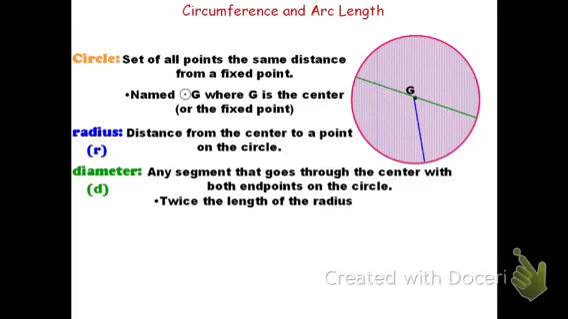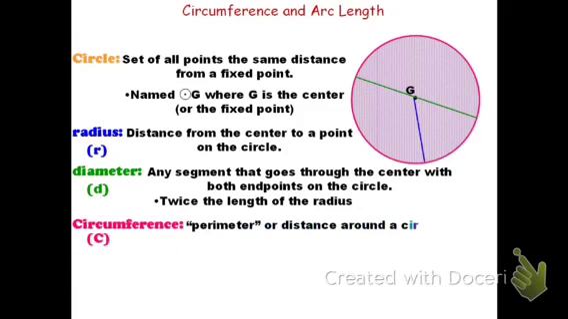Now the diameter is always twice the radius, or thought differently, the radius is half the length of the diameter. Now when we solve circumference problems, we're going to use either diameter or radius, and we'll look in a minute how we can use those two formulas. But before we do that, we should probably define what circumference is. The circumference can be thought of as the perimeter, or better yet, the distance around a circle.